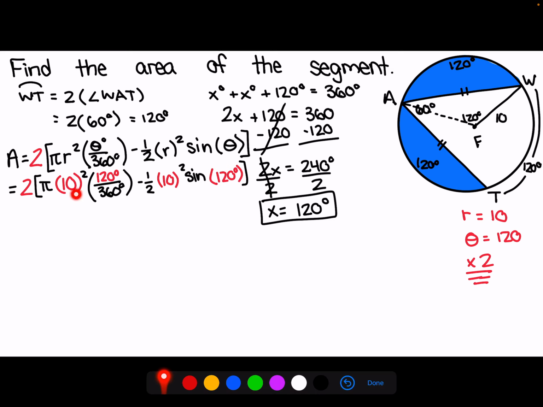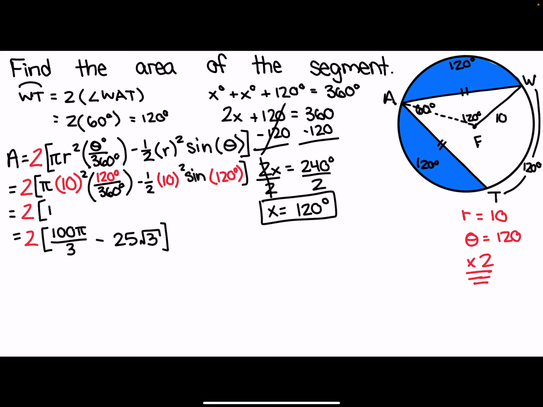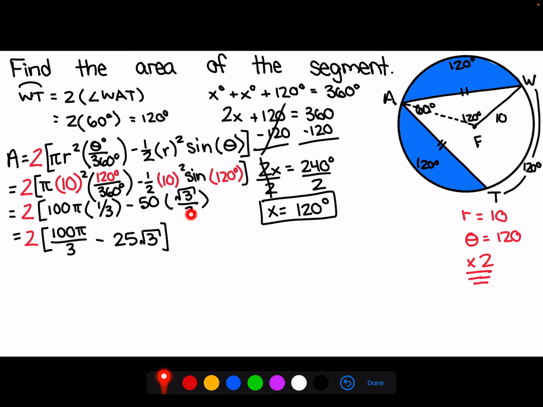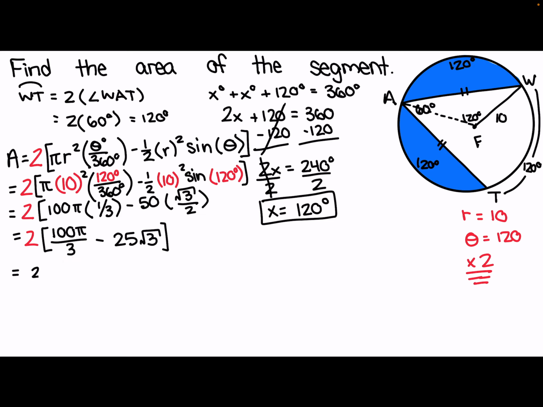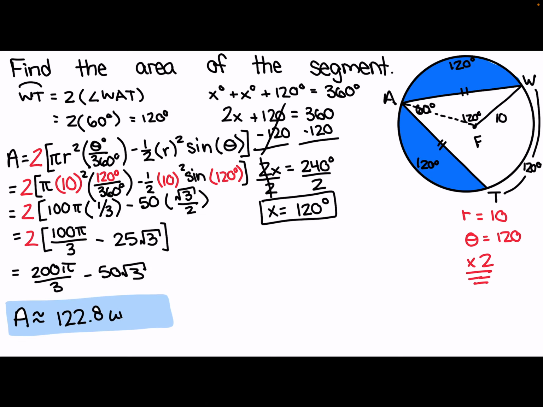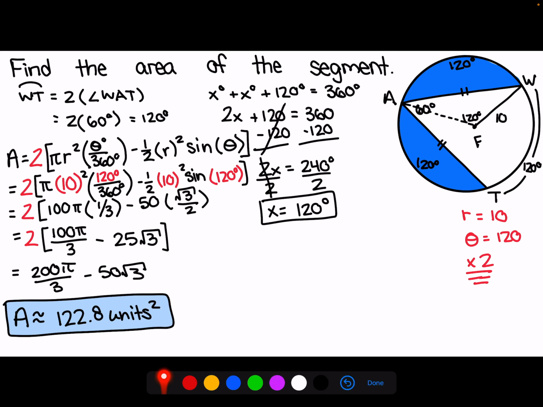Simplifying this down, this will give me 100 pi times 1/3 minus 50 times radical 3 over 2. If I divide 50 by 2, I'll be left with 25 radical 3. And multiplying 100 pi times 1/3 will give me 100 pi over 3. If I distribute the 2 through the parentheses, I'll be left with 200 pi over 3 minus 50 radical 3. Entering that into our calculator will give us our final answer as 122.8 units squared. That is the total area of both of these segments combined.